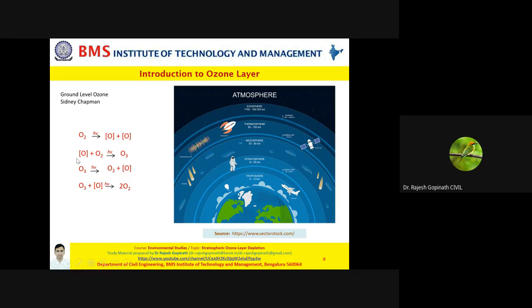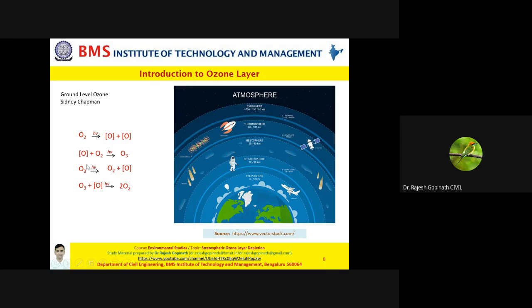Friends, the second step that you see is the major reason why we have the ozone layer. But you also see certain other reactions. When ozone is being created in your stratosphere, simultaneously ozone is also getting destroyed. Look at reaction 3.